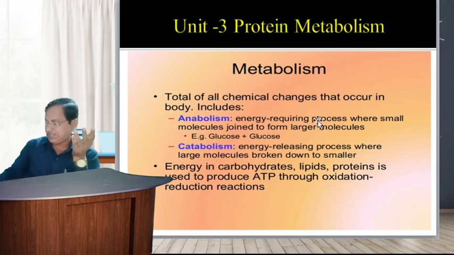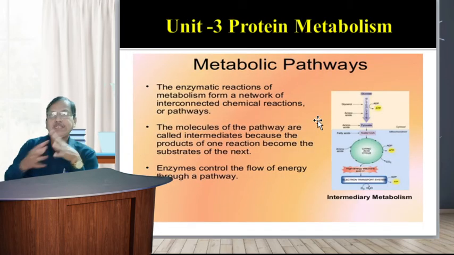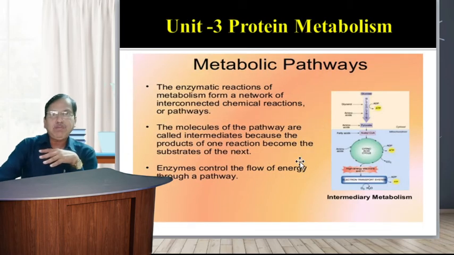In the next step, a metabolic pathway is a series of enzymatic reactions of metabolism forming a network of interconnected chemical reaction pathways. These pathways are called intermediates because the products of one reaction become the substrate of the next. Enzymes control the flow of energy through a pathway, which takes place as intermediary metabolism in the schematic representation.